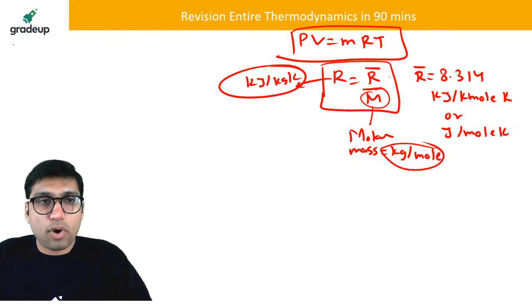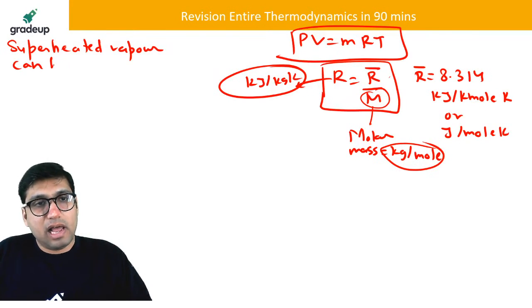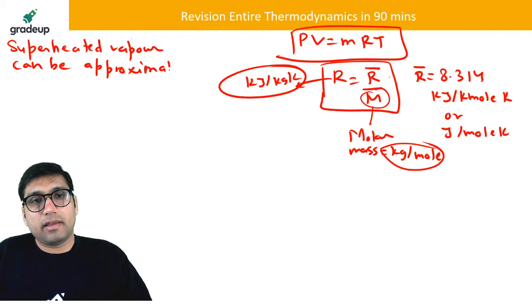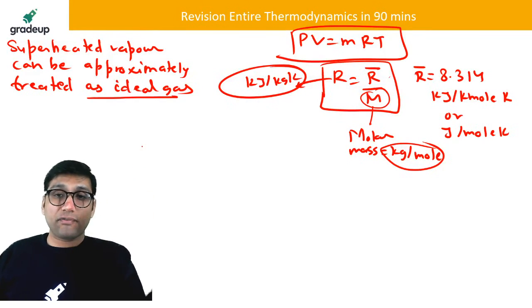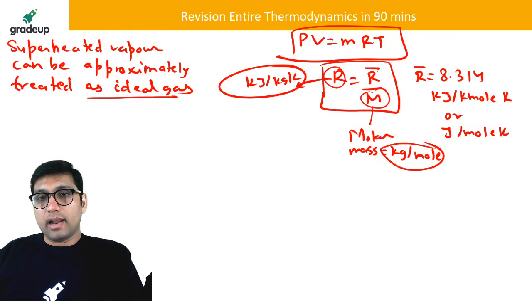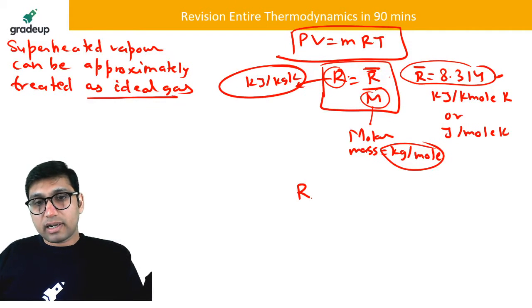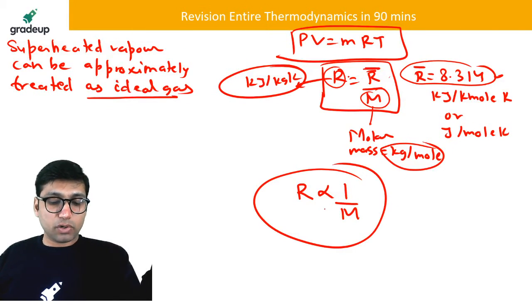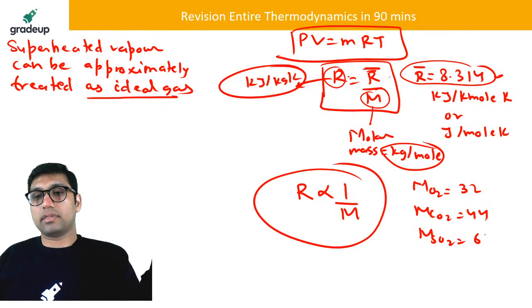Superheated vapor can be approximately treated as an ideal gas. I will tell you about this in the properties of pure substance topic. Only superheated vapor can be treated as an ideal gas, and you can apply the ideal gas equation in the superheated region of a phase change diagram. Now, the gas constant depends on the universal gas constant, whose value is constant, so the gas constant is inversely proportional to the molar mass. For example, for oxygen, the molar mass is 32. For carbon dioxide, it is 44, and for sulfur dioxide it is 64.